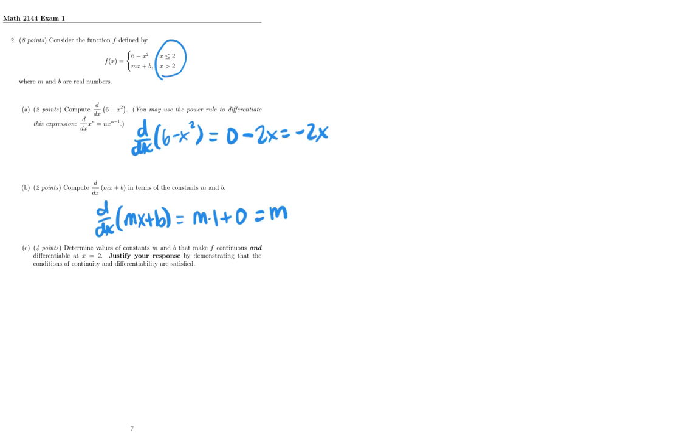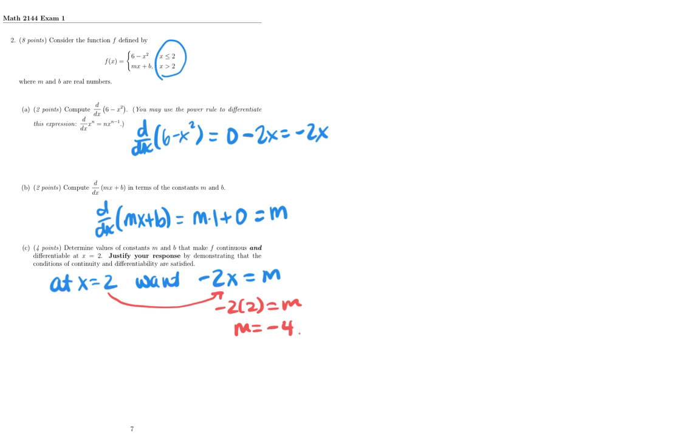So at x equal 2, we want negative 2x to equal the m. I'm going to plug 2 in for x. So I get negative 2 times 2 should be my m. So in other words, m needs to be negative 4. So that's the first part.